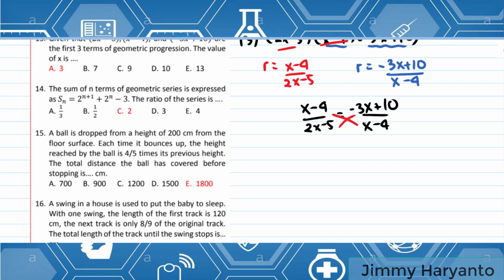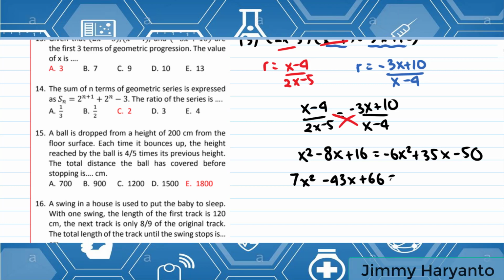Let's multiply it together. x times x, x square, -4 times x, -4x, -4x, -8x, and then negative 4 times negative 4, plus 16, equals negative 3x times 2x, negative 6x square, and then 15x and 20x, plus 35x, and the last one is negative 50. Okay, good. And then move all of the right side to the left side. It will become x square plus 6x square, 7x square, and then negative 43x, plus 66 equals 0.